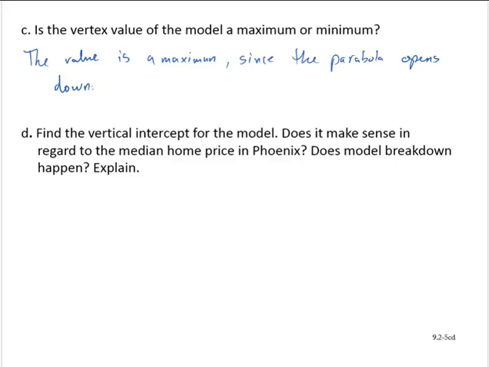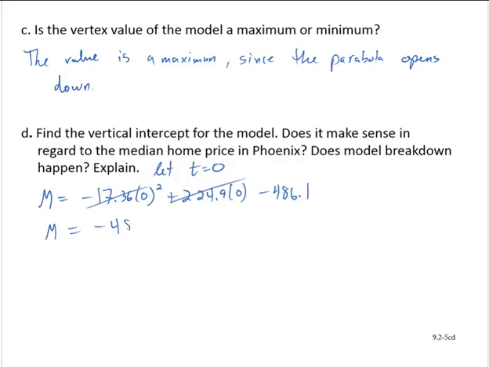Exercise D asks us to find the vertical intercept for the model. And does it make sense in regard to the median home price in Phoenix? Does model breakdown happen? Explain. All right, so to find the vertical intercept, we let the horizontal variable equal 0. So we'll let t equal 0. Then m equals negative 17.36 times 0 squared plus 224.9 times 0 minus 486.1. Notice that that wipes out the first two terms, and the m value is negative 486.1, and so we'd have an ordered pair 0, negative 486.1.